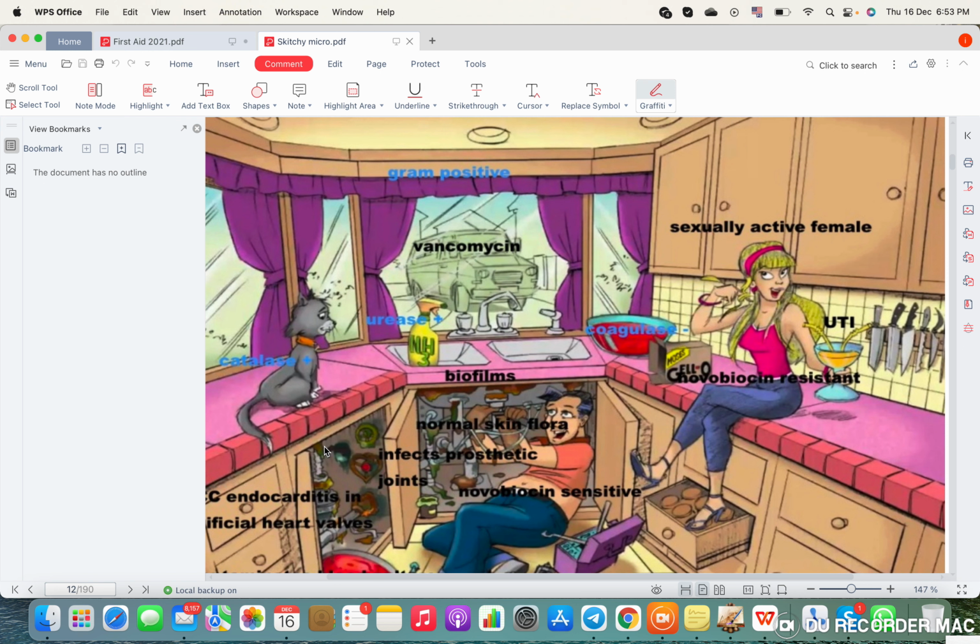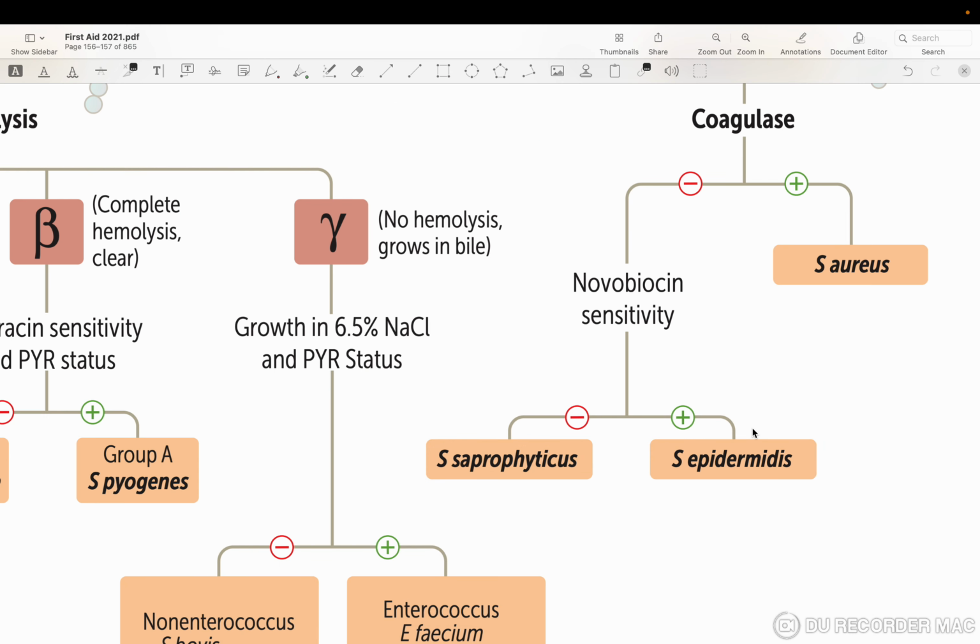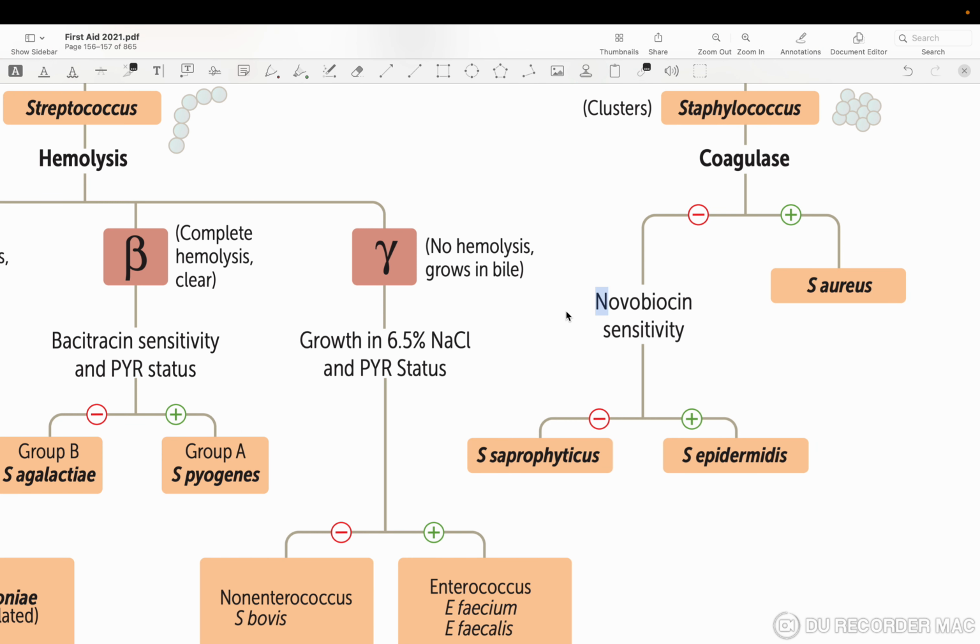Done. So if they ask you, how can you differentiate, guys, between Staphylococcus aureus and Staph saprophyticus and epidermidis? Which test will you do to differentiate between the two? Coagulase. If the organism was coagulase positive, this is Staphylococcus aureus. If it was negative, it's one of these guys. Okay, good. So let's go back here. Now, there is something called novobiocin. Novobiocin, again, is one biochemical test that you can do to differentiate between two microorganisms.